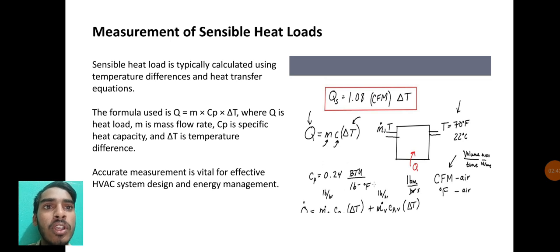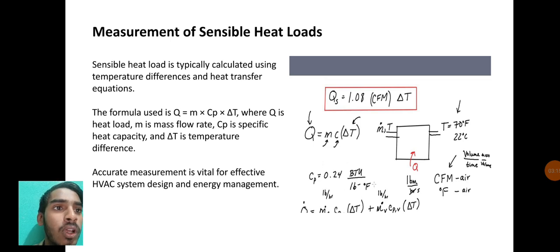Measurement of sensible heat loads. Sensible heat load is typically calculated using temperature differences and the heat transfer equation. The formula used is Q = m Cp ΔT, where Q is heat, m is mass flow rate, Cp is specific heat capacity, and ΔT is temperature difference. Accurate measurement is vital for effective HVAC system design and energy management.